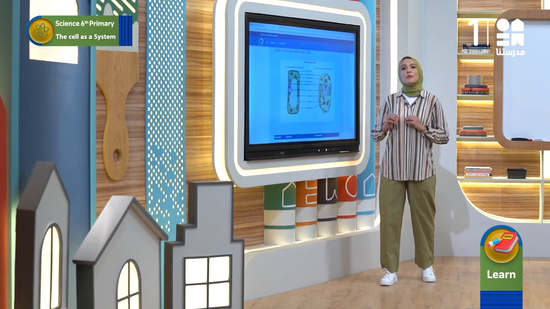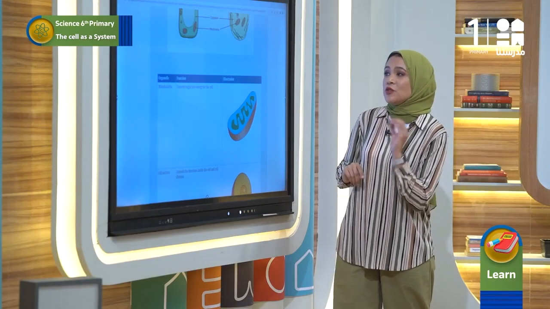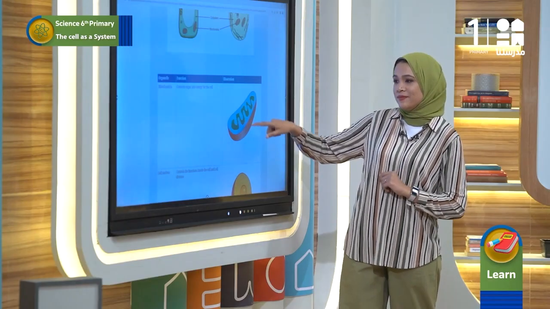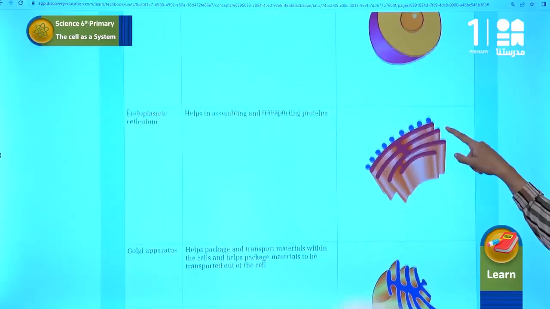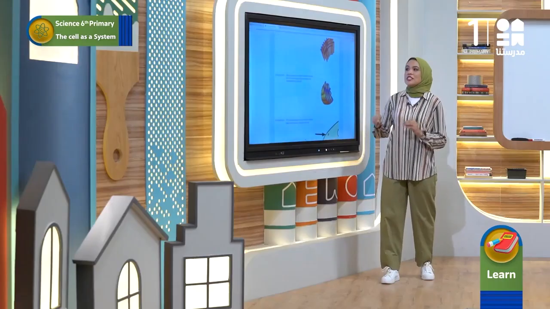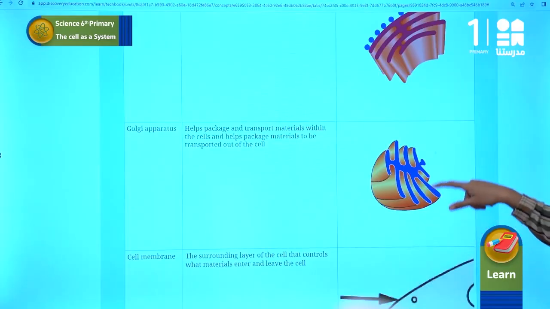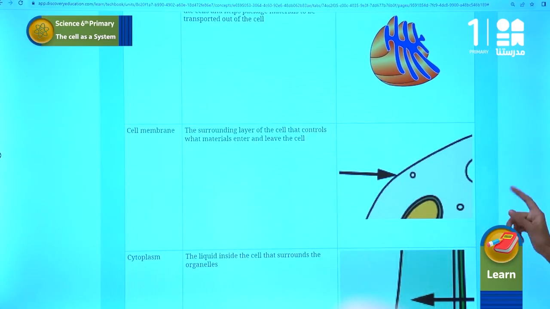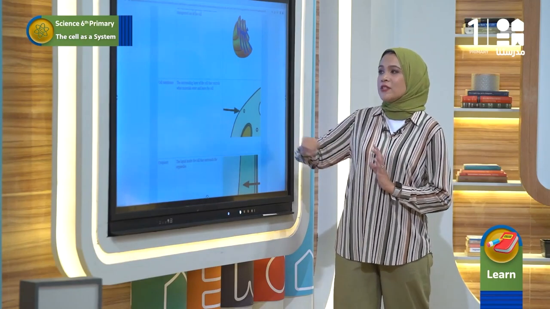Now, let's review cell components together. Mitochondria convert sugar into energy for the cell. The cell nucleus controls the function inside the cell and cell division. Endoplasmic reticulum helps in assembling and transporting proteins. Golgi apparatus helps package and transport material within the cell. Cell membrane, the surrounding layer of the cell that controls what materials enter or leave the cell.